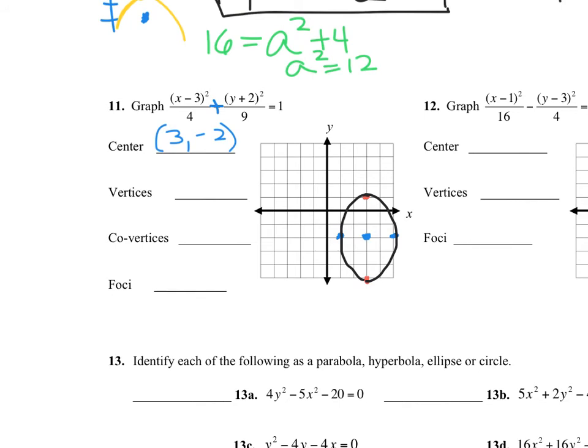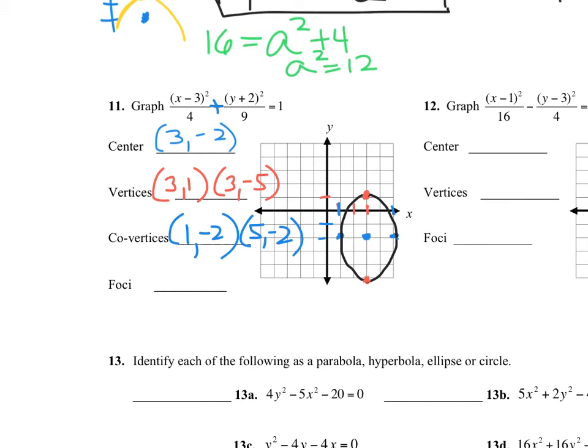Now the vertices are the ones that are farther away. So let's go ahead and talk about where these vertices are. This one vertex is at 3, positive 1. This vertex is at 3, negative 5. So just look at them on your graph and then give me the points that they are at. All right, the blue ones are the co-vertices. This blue one is at the point 1, negative 2. And this one over here is at 5, negative 2.